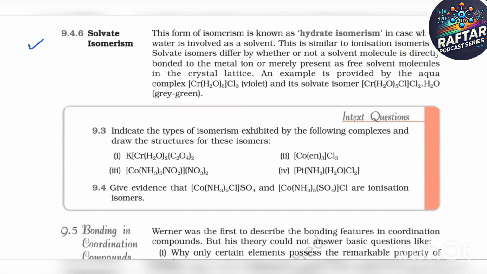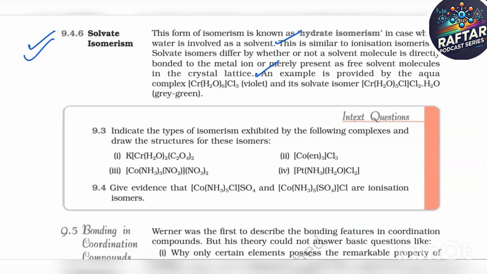Solvate isomerism. This form of isomerism is known as hydrate isomerism in cases where water is involved as a solvent. This is similar to ionization isomerism. Solvate isomers differ by whether or not a solvent molecule is directly bonded to the metal ion or merely present as free solvent molecules in the crystal lattice. An example is provided by the aqua complex [Cr(H2O)6]Cl3 (violet) and its solvate isomer [Cr(H2O)5Cl]Cl2·H2O (grey-green).